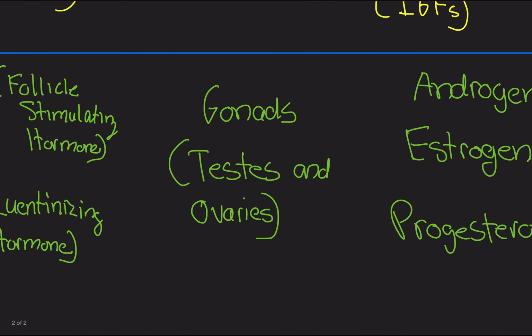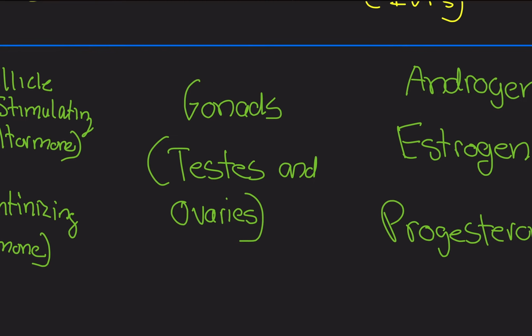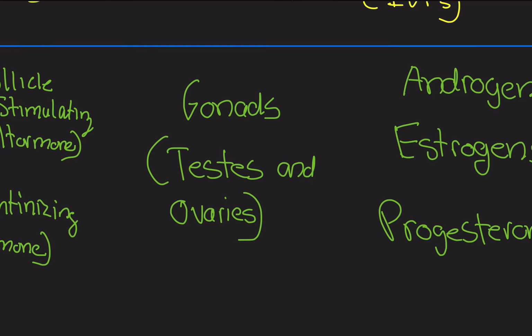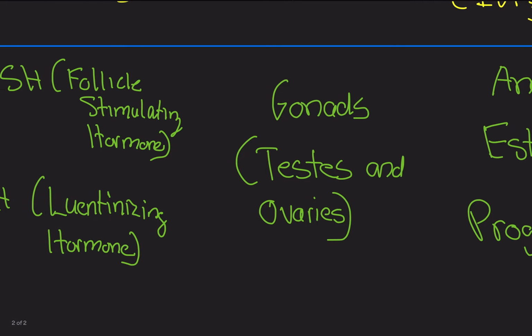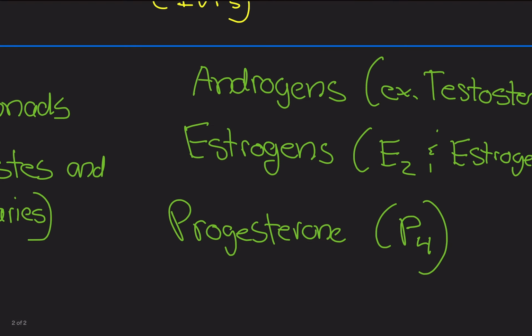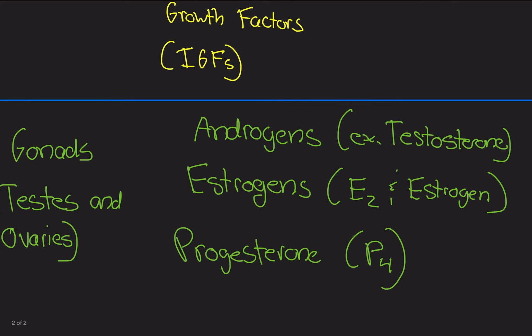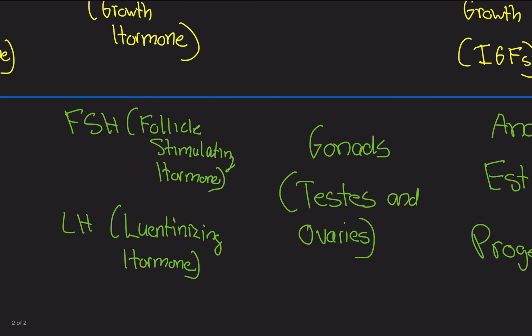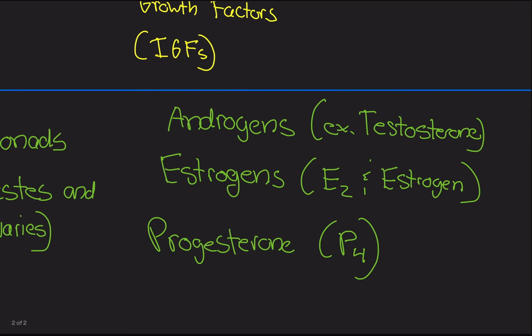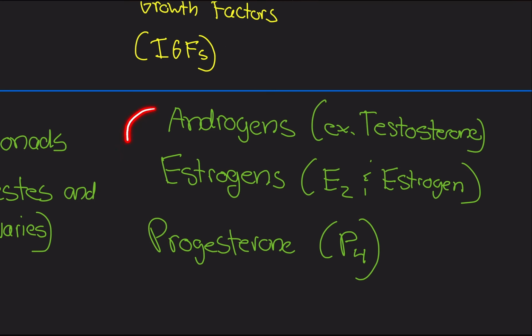This is going to go down into your body, into the gonads. So if you have testes or you have ovaries, same thing. Both of these are going to go here. Your body is going to make androgens, estrogens, and progesterone in response to getting FSH and LH. Androgens are something like testosterone, so this is like an umbrella term here. Estrogens are something like E2, or estradiol, and estrogen. And progesterone, we can note as P4.